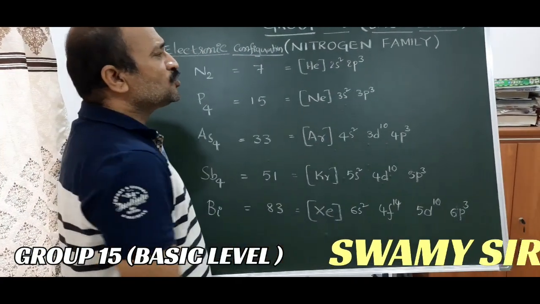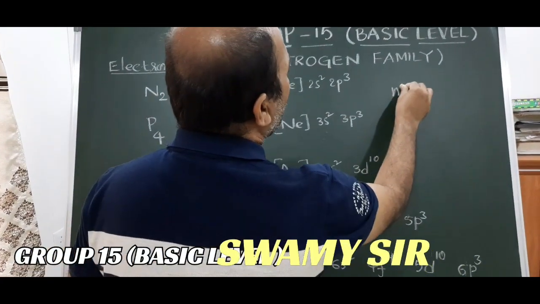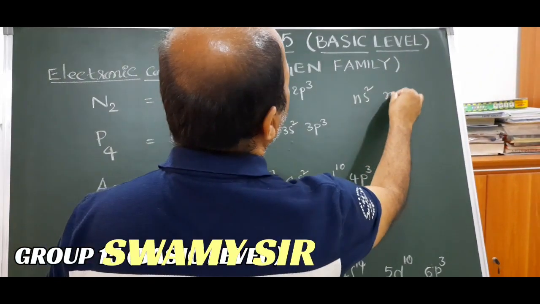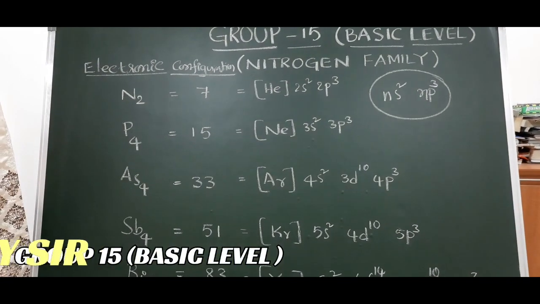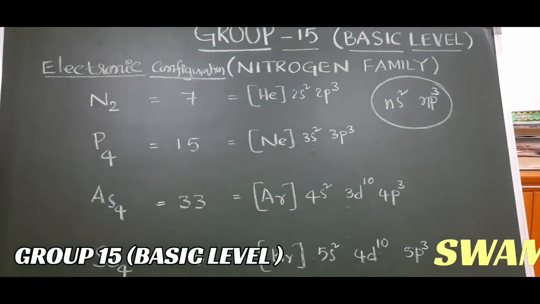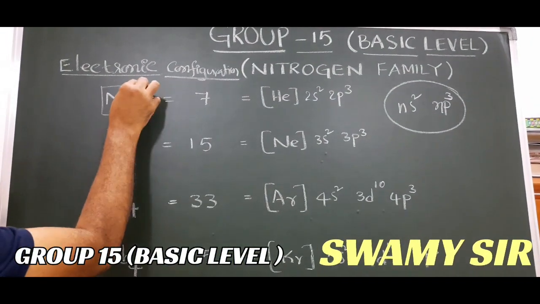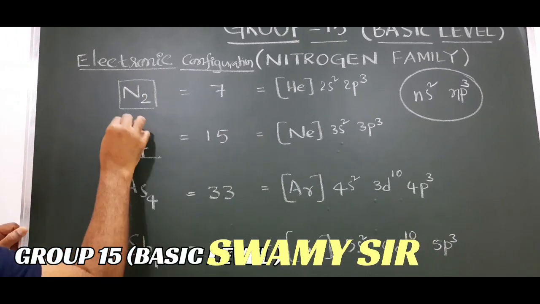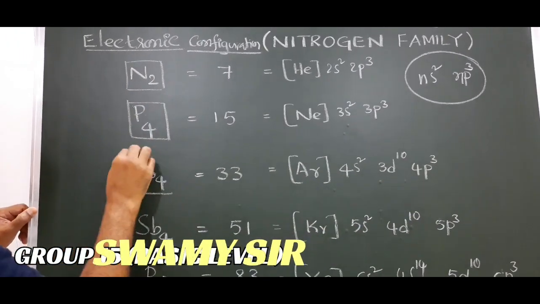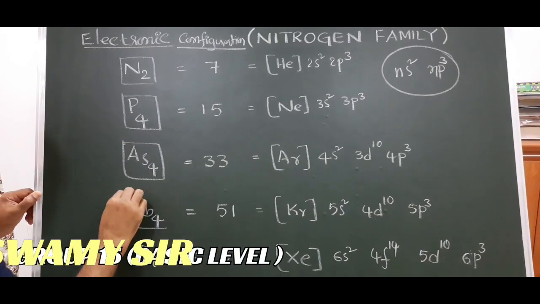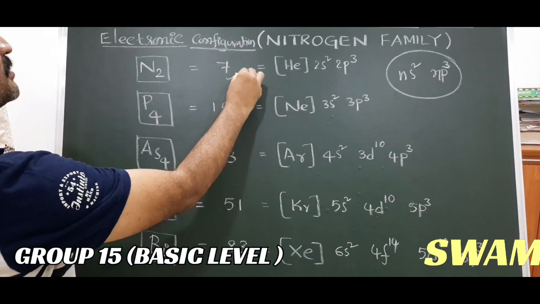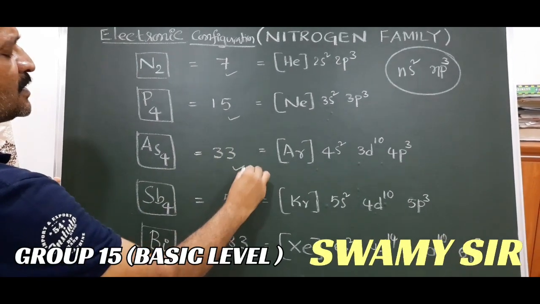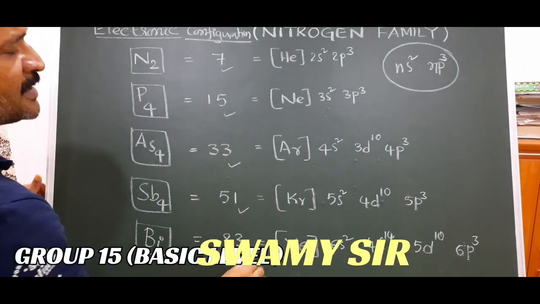What is a 15th group element? Elements having the configuration ns2 np3 are considered as 15th group elements. What are the 15th group elements? Nitrogen, phosphorus, arsenic, antimony and bismuth. These are their atomic numbers: 7, 15, 33, 51, 83.